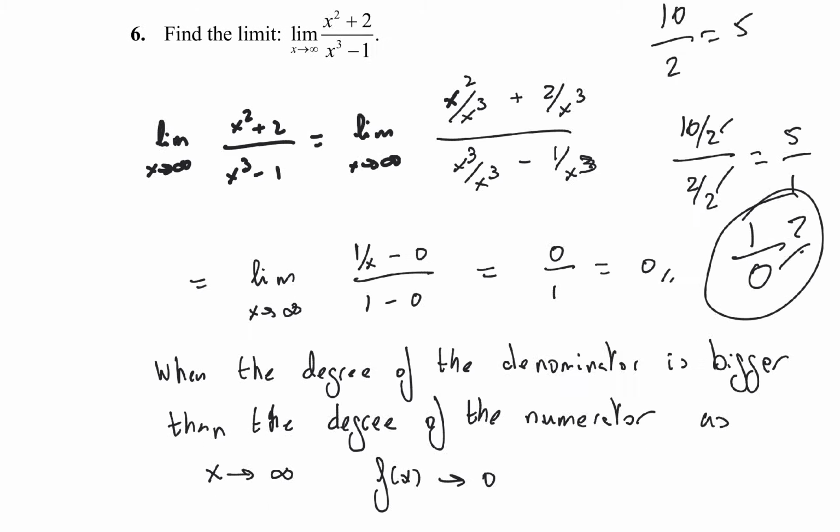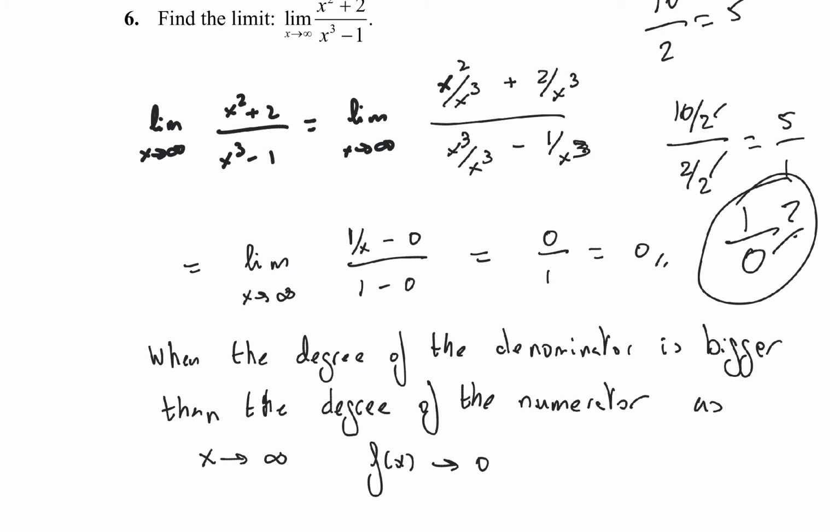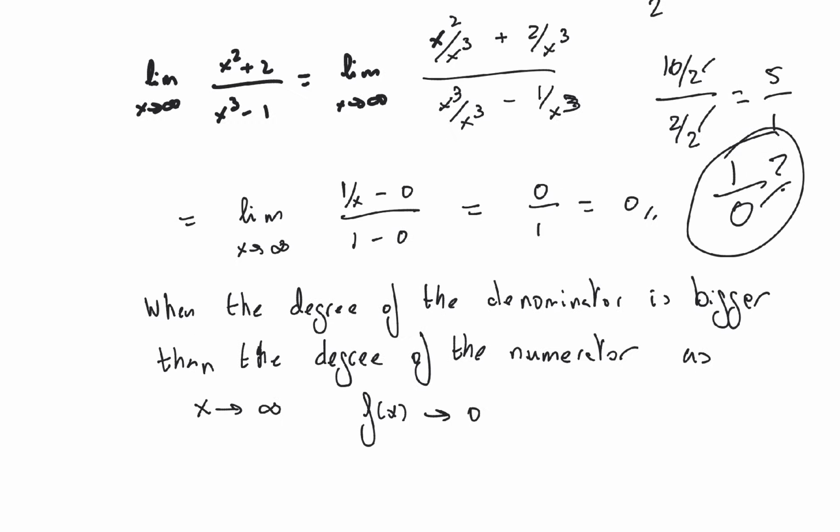So when the degree of the denominator is bigger than the degree of the numerator, as x tends to infinity, the function goes to 0. This is a rule that always happens. Okay, now let's go to the next problem.